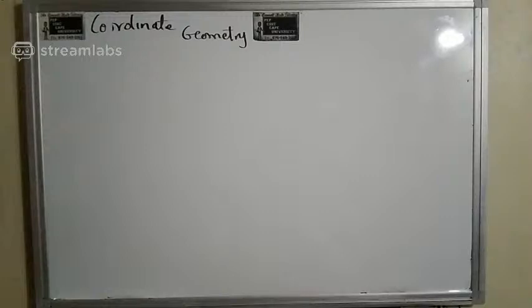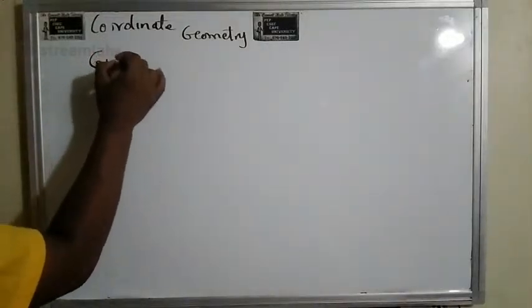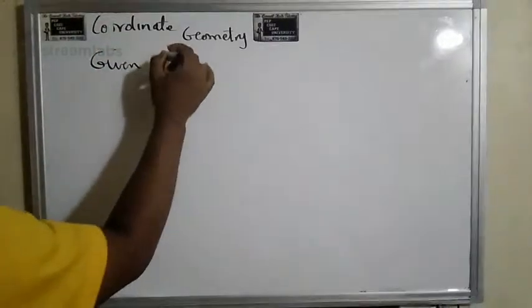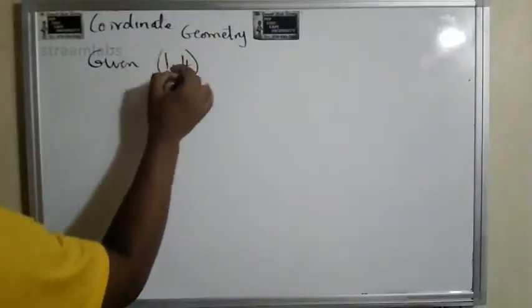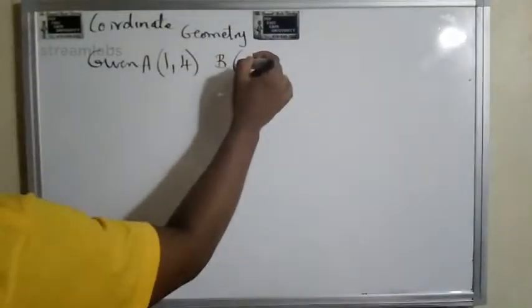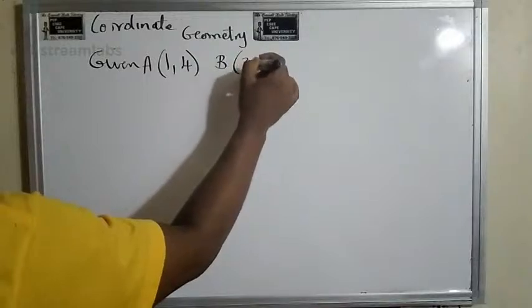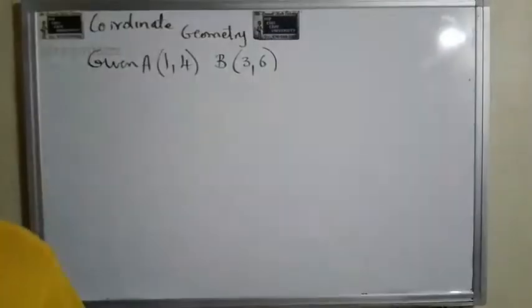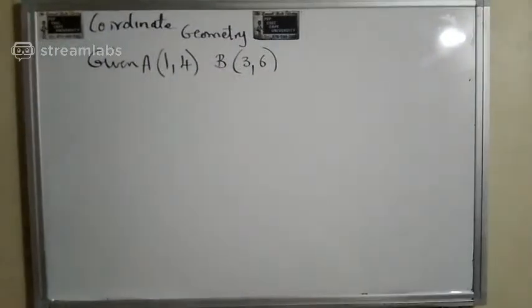Alright, so first we look at the gradient. Say we are given the points. Point A is (1, 4). Point B is (3, 6). And we are asked to find the gradient. Now, on any point on the line, the gradient is the same. So normally we take the endpoints, but we don't necessarily have to. It's just that sometimes it's more convenient.